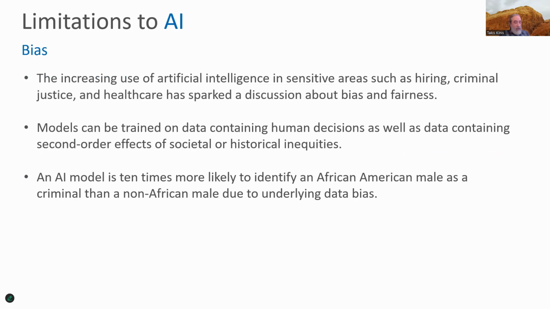The bias issue is huge. We're seeing this a lot. We're seeing AI used at insurance companies to make determinations on whether a claim is good or not. How do you think they're going to slant that one? Right. Any way they can so the insurance company doesn't pay. And they're also saying areas such as hiring, criminal justice, and healthcare.